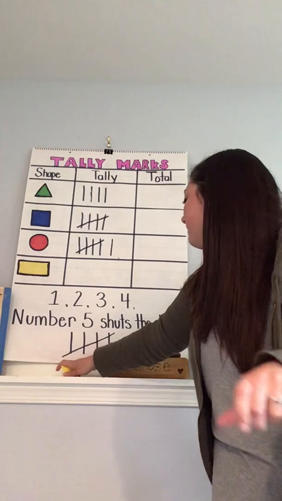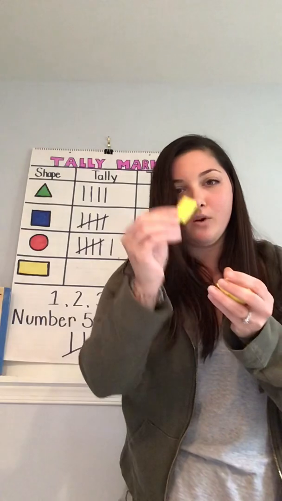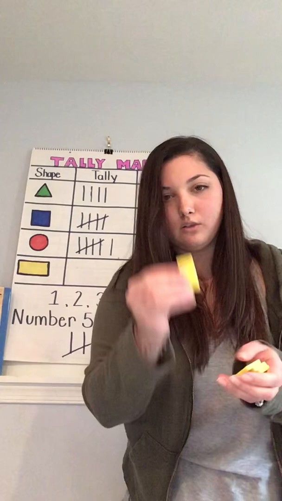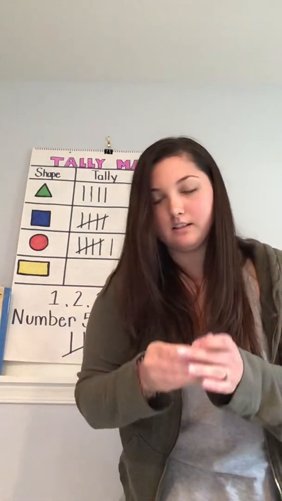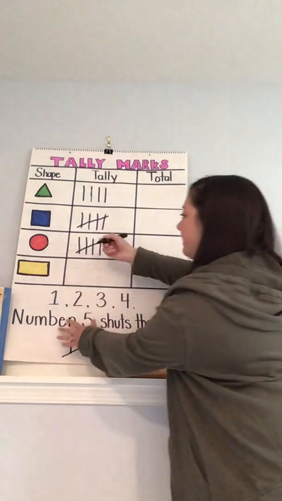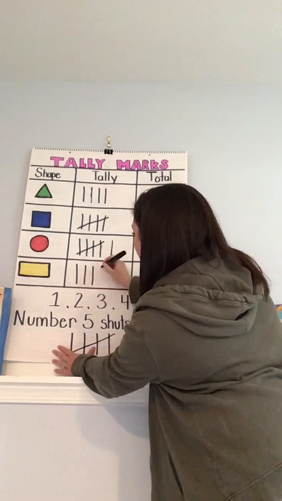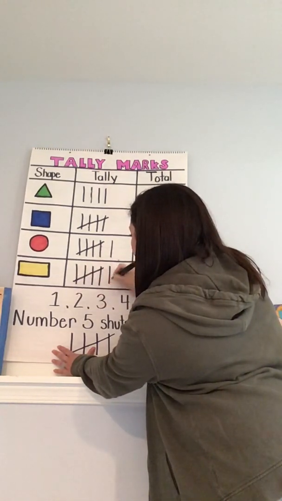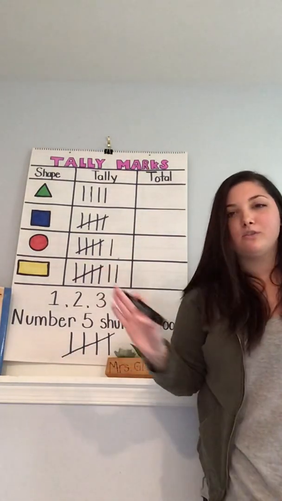All right, let's look at my yellow rectangles. Count with me. Ready? 1, 2, 3, 4, 5, 6, 7. I counted 7 yellow rectangles. 1, 2, 3, 4. Number 5 shuts the door. 6, 7.